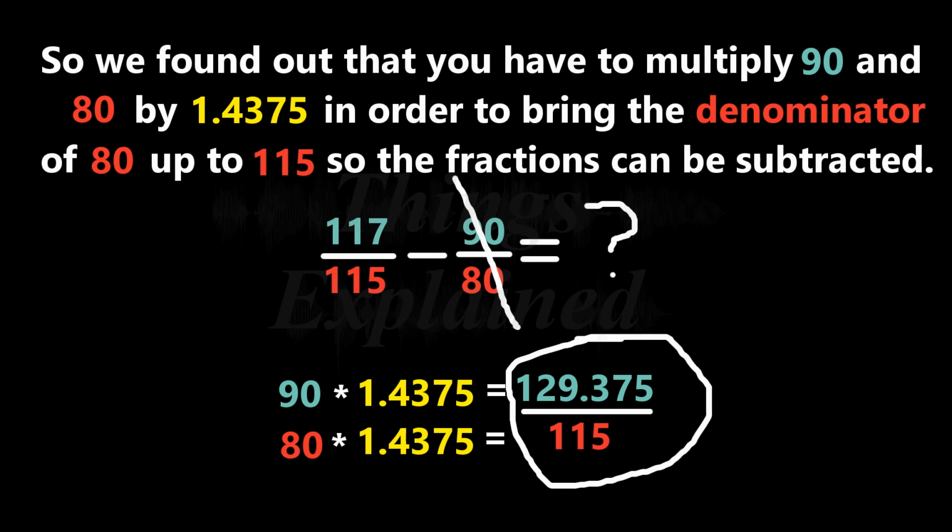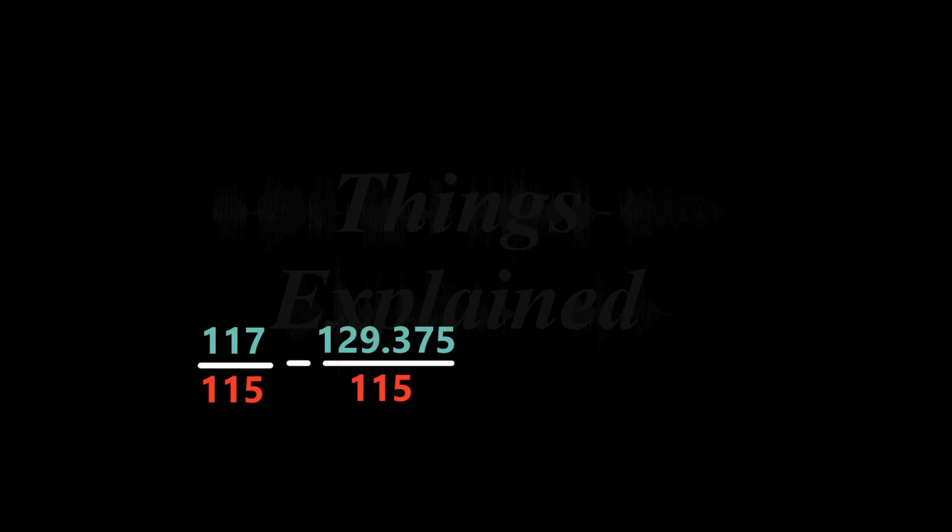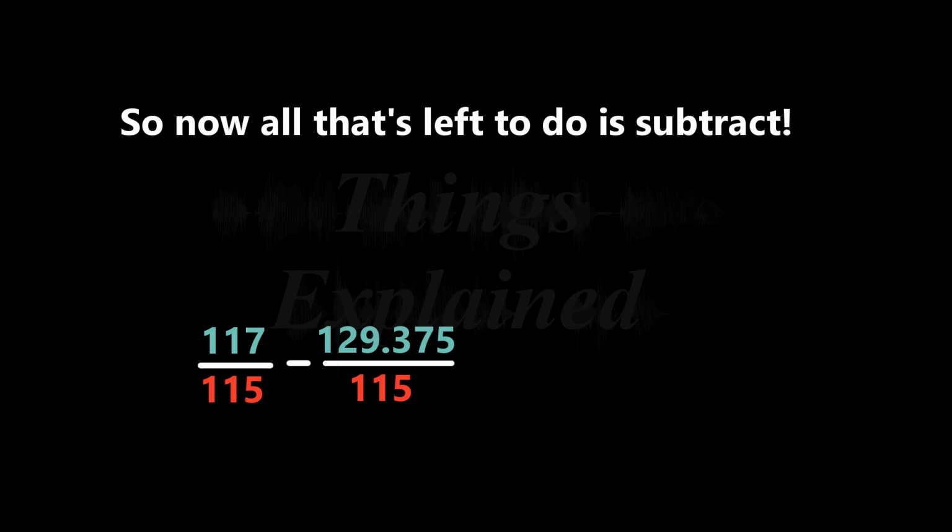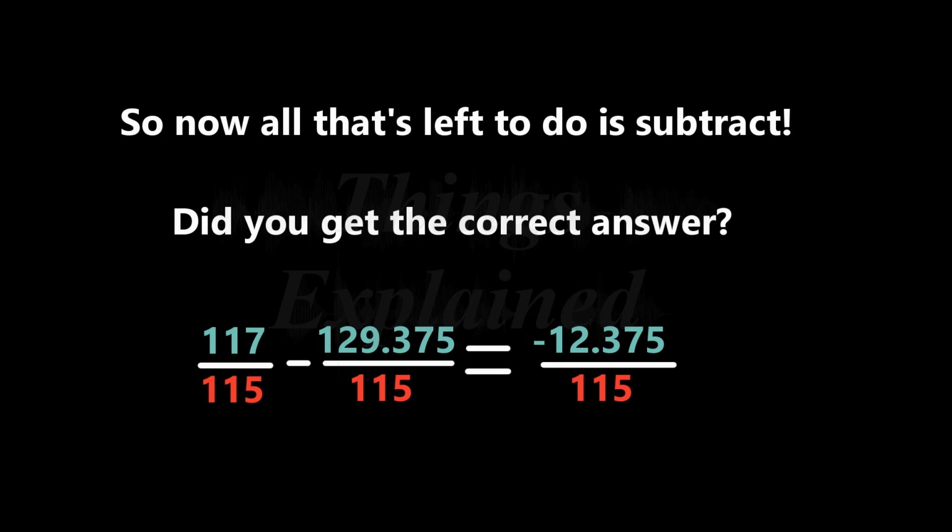Great! Now we've got our replacement, and we are ready to subtract fractions. Let's write down the new representation of our problem. 117 over 115 minus 129.375 over 115. So now all that's left to do is subtract. And the answer is negative 12.375 over 115. Did you get the correct answer?